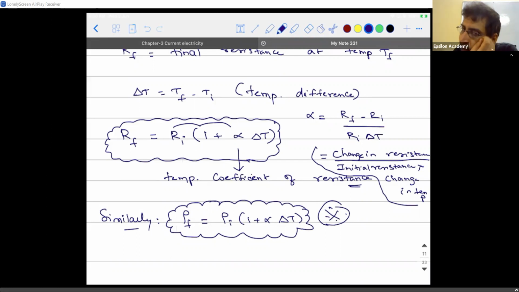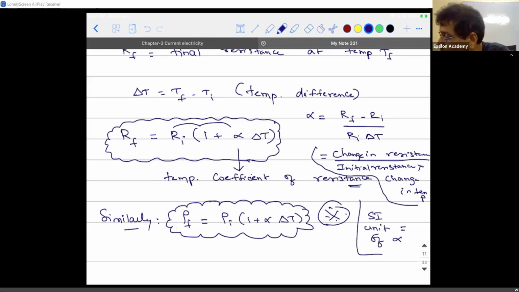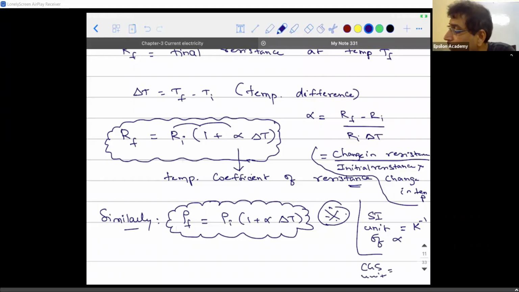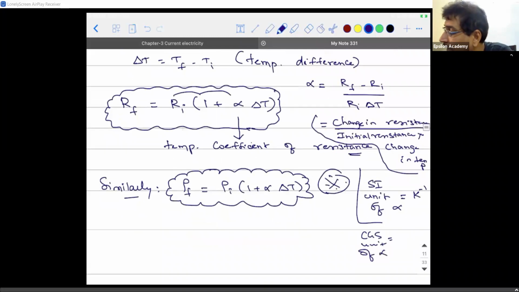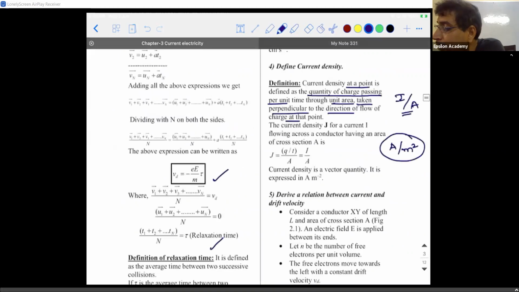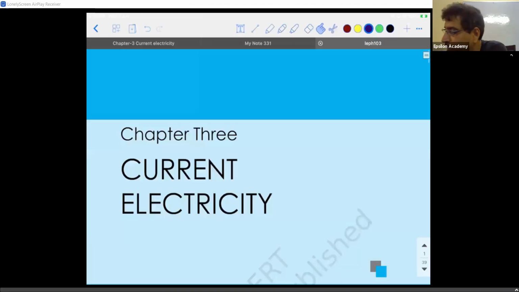Now you people tell me what is going to be the SI unit of it? It's a very simple question. Is it not Kelvin inverse? Similarly, what is going to be the CGS unit of it? It is degree Celsius inverse. Is it clear till this step? Now for us to understand, let's try out a problem from this particular concept.